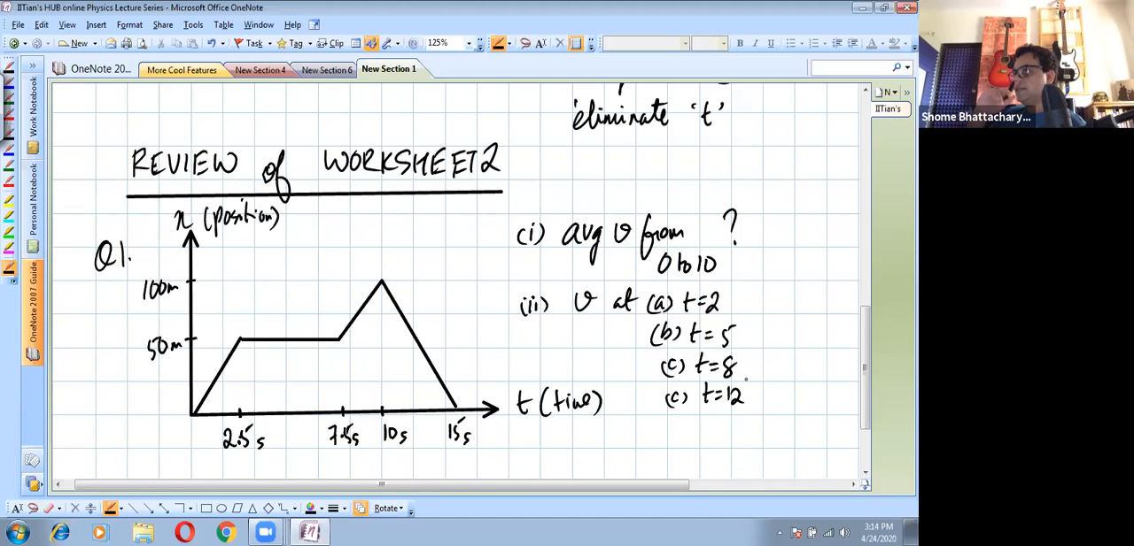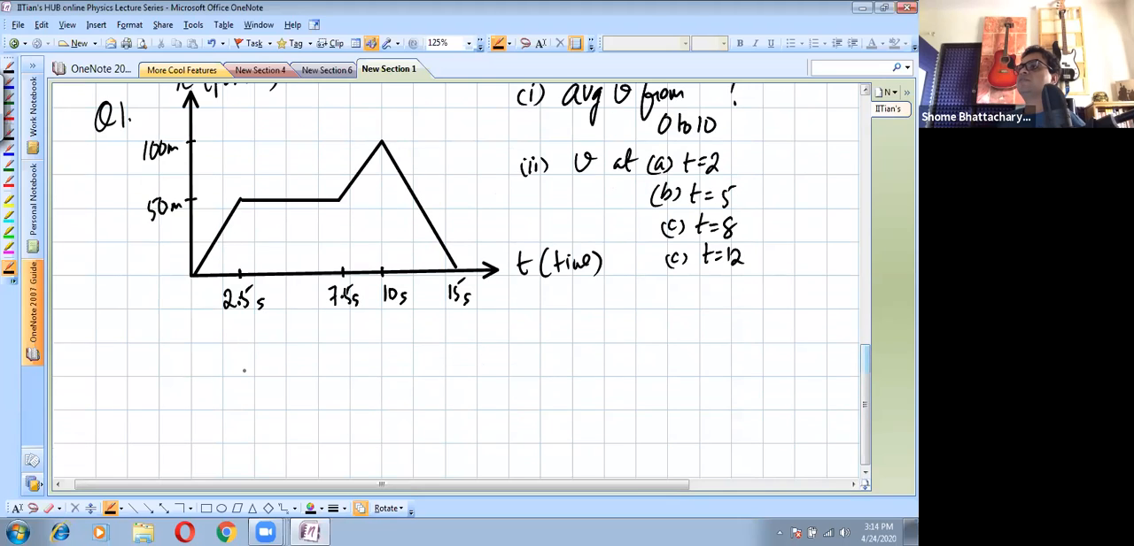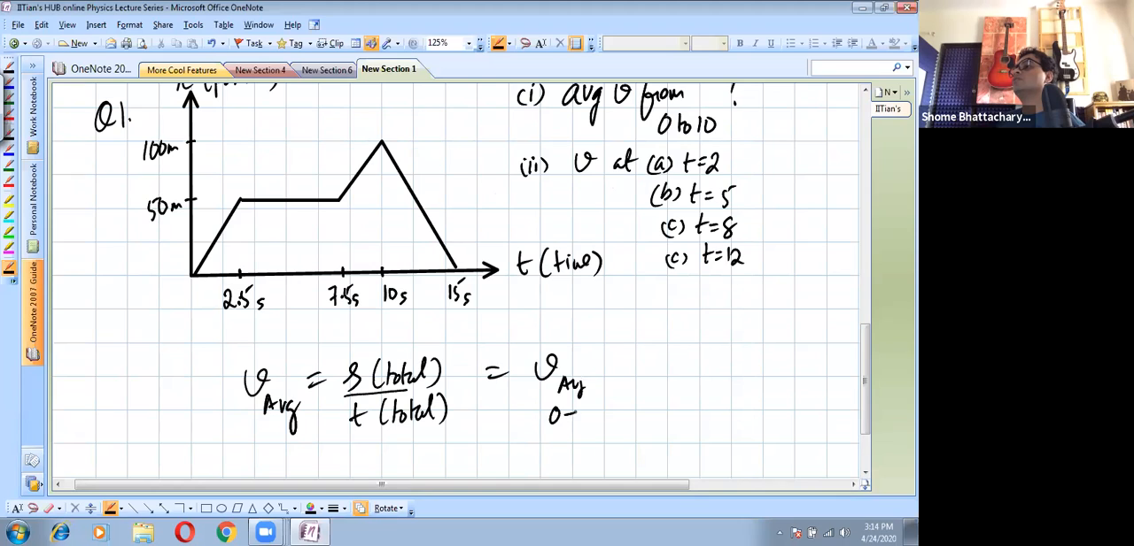Okay, so I'll just quickly relate what we have to do over here. So as far as average velocity is concerned, what is it? Average velocity is total displacement upon total time. So when we are talking about average velocity from 0 to 10 seconds, we are talking about displacement from 0 to 10 seconds divided by the time, which is 10 seconds.